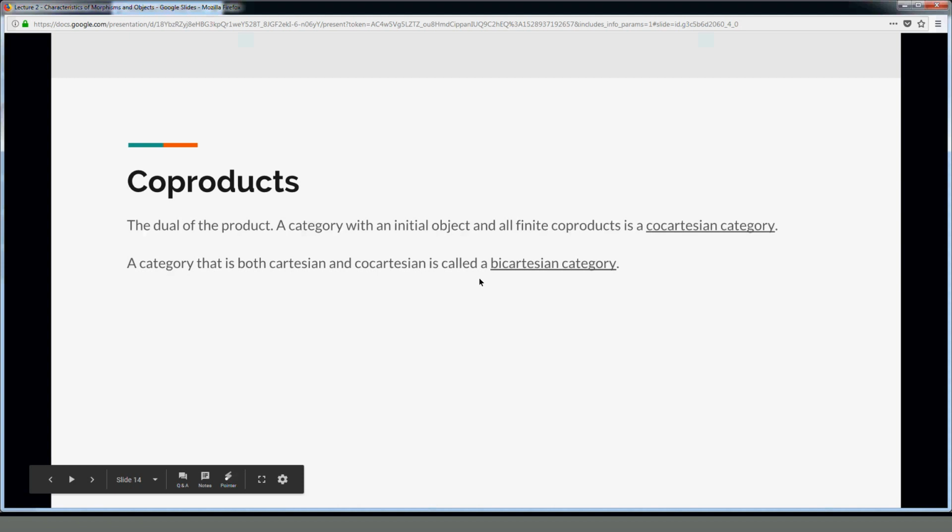There are some corresponding examples. So the coproduct is unique up to unique isomorphism, right? Just like the product. A category with an initial object and all finite coproducts is called a co-Cartesian category. Makes sense, right? And we're going to have the definition that if it's both Cartesian and co-Cartesian, it's bicartesian.